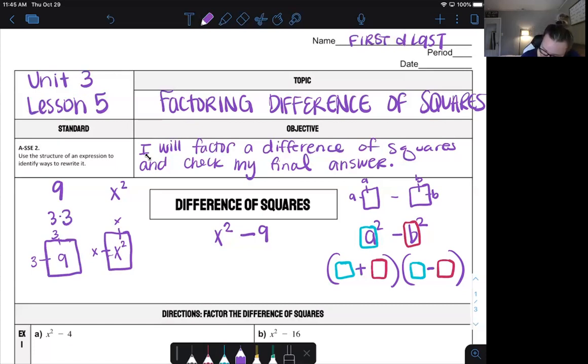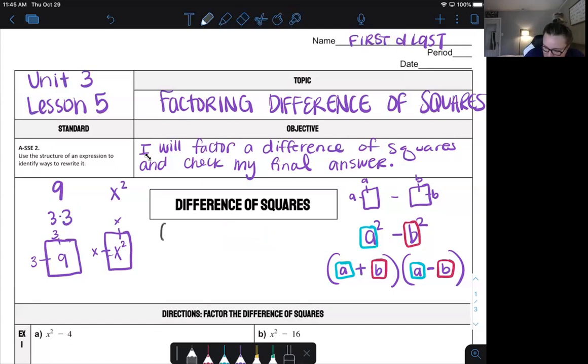So what we would have is a is being squared, so a and a. We would have b is being squared, so b and b. So our factors of a squared minus b squared are a plus b times a minus b. And we're always going to follow that rule. We're going to do a whole bunch of examples in just a second, but let's just check and see if that rule is actually correct.